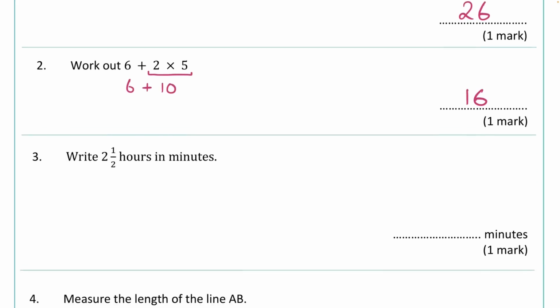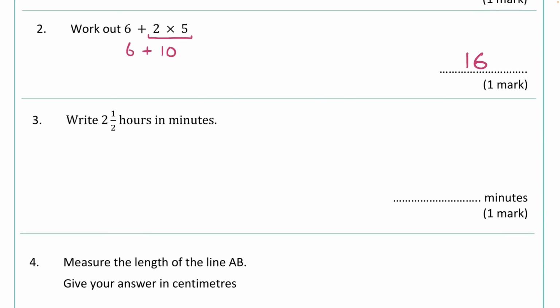Question 3 is a time conversion, so we're writing 2.5 hours in minutes. There are 60 minutes in each hour, so the 2 hours there is 120 minutes. The half an hour is 30 minutes, and if we add those together we get 150 minutes for our 2.5 hours.